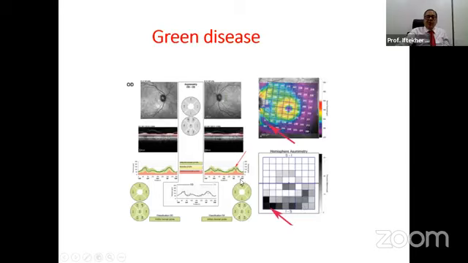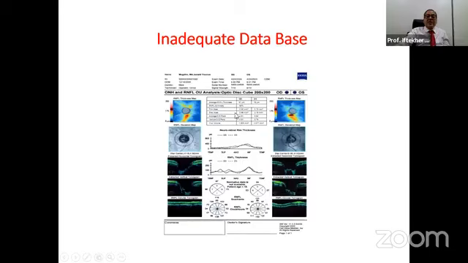This side is red disease, due to more arcuate fiber deviation towards the center. This defect is produced by the red disease, and this is the floor effect, due to the thickness map being less than 50 micron. This is the database issue. The patient is 13 years of age, so there is no normative database comparison.